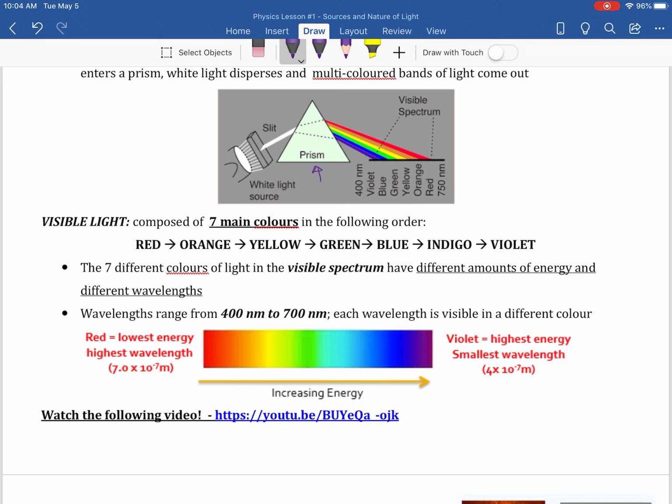In my Roy G. Biv, my red has the longest wavelength and the least amount of energy because it's got the lowest frequency. My violet is the smallest wavelength, so it's moving the fastest and it has the highest amount of energy. And this is a great little video.